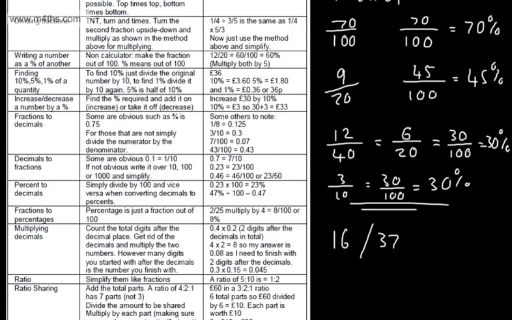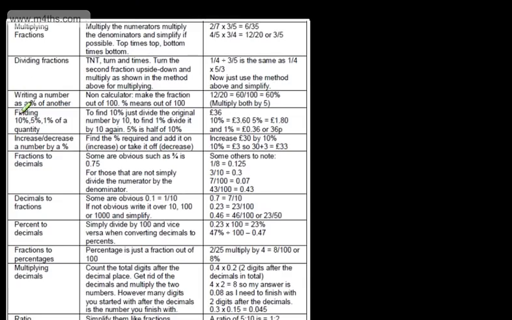Okay, so that's that one. Let's cross that one off. So writing a number as a percentage of a number. Okay, we're now going to find 10%, 5% and 1% of a quantity, non-calculator.